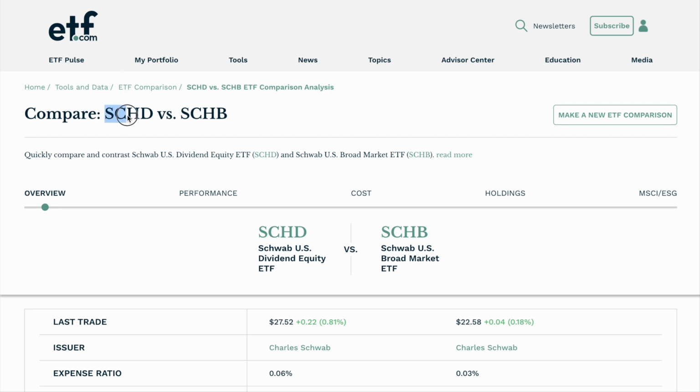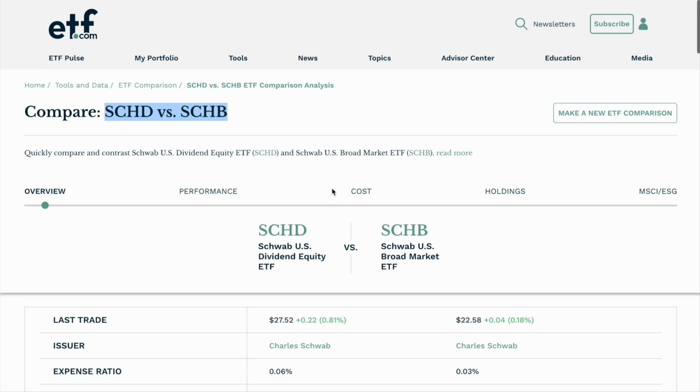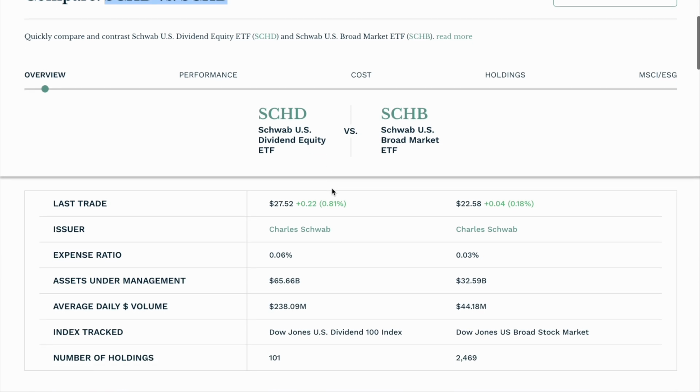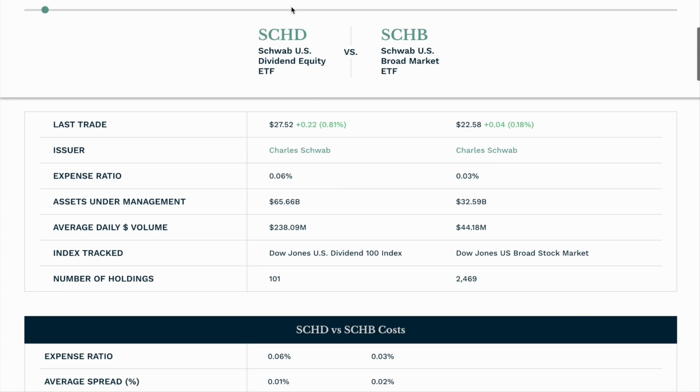You can compare ETFs. So today we're going to compare SCHD versus SCHB, and you are going to see that there are big differences between these two funds that he is considering investing in. SCHD is the Schwab US Dividend Equity ETF, very popular. Most people know what this is. And then SCHB is the Schwab US Broad Market ETF.